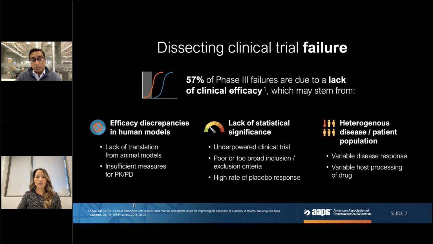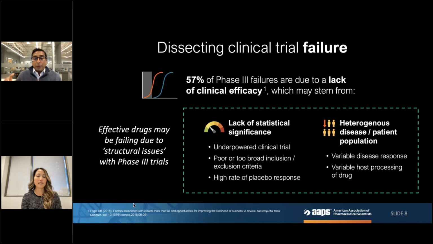And obviously, many of us have been faced with the high rate of placebo response, which can convolute ultimate statistics. When we think about actual enrollment and the heterogeneous nature of both individuals as well as their disease processes, it's clear that there's variable disease response as well as variable host response to a particular drug that also greatly influences ultimate efficacy at a phase 3 stage.